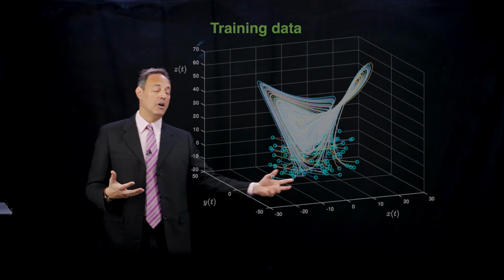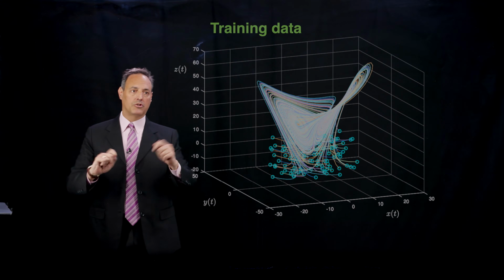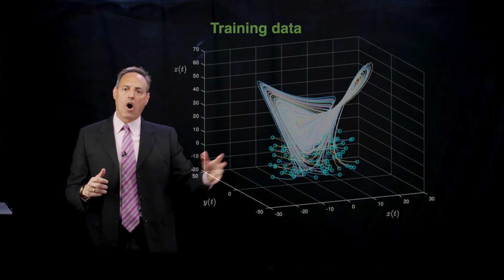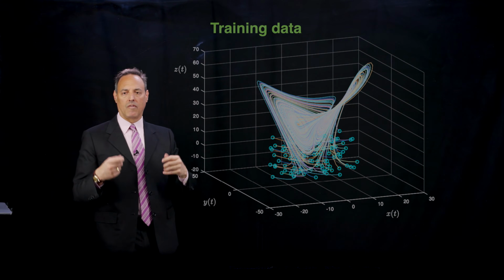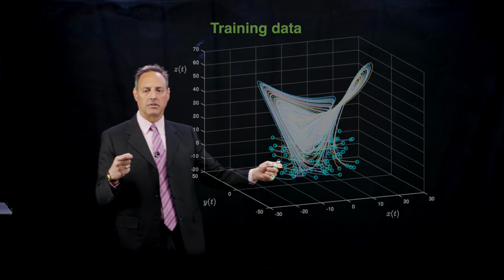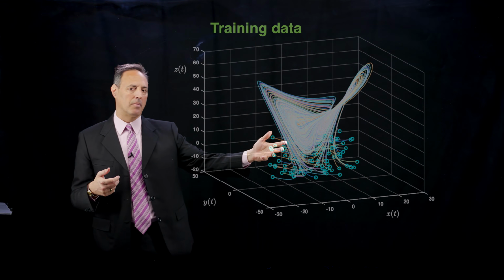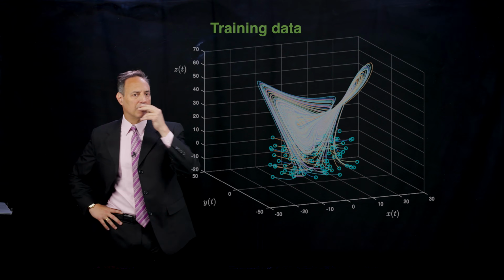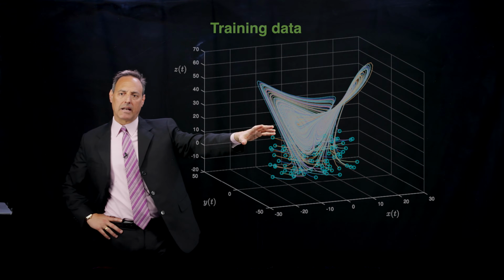100 of them. There's 100 balls there, and then I just watch the trajectories. So all these different colored trajectories here are, in fact, these 100 trajectories with different initializations, and of course they collapse down to this butterfly attractor that you see here, this strange attractor. And so this is going to be my training data.